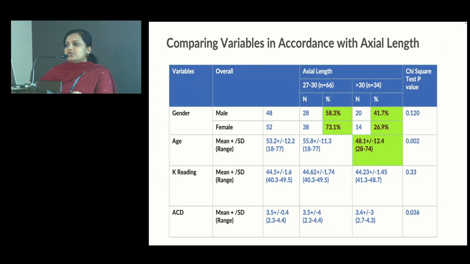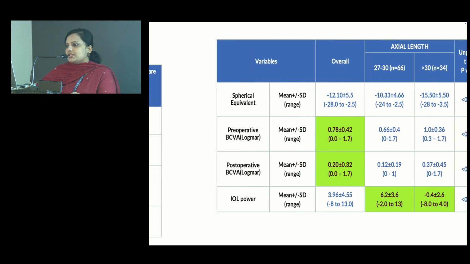This is a table comparing the variables in accordance with the axial length. For the ease of comparison, we divided the data into two groups: the eyes with 27 to 30 millimeter and eyes with more than 30 millimeter. Most of the patients were in the 27 to 30 millimeter axial length group. When comparing both groups, in the more than 30 millimeter axial length group, the mean age of the patients was less, that is 48 compared to 55 in the other group. No significant differences were noted in K reading and ACD between the two groups.